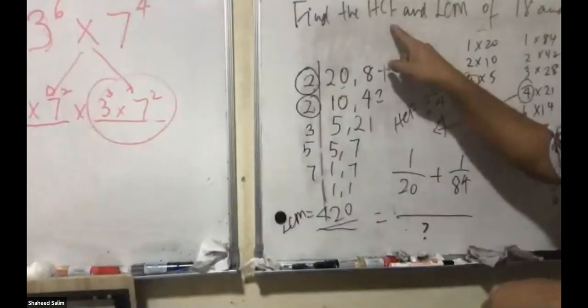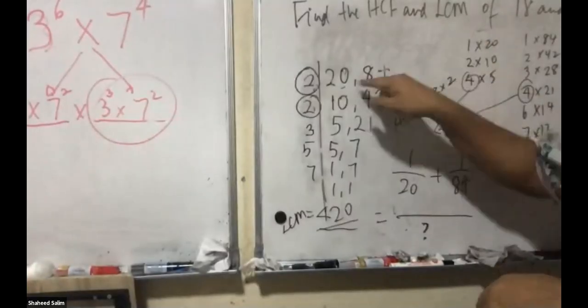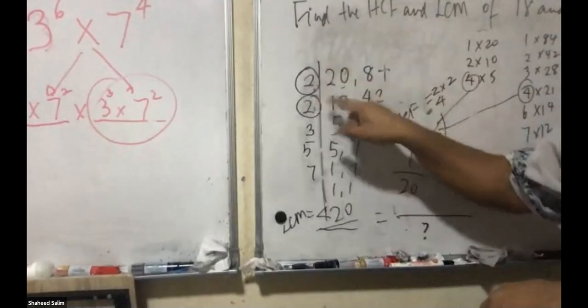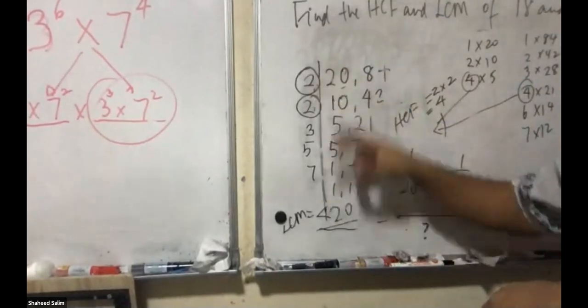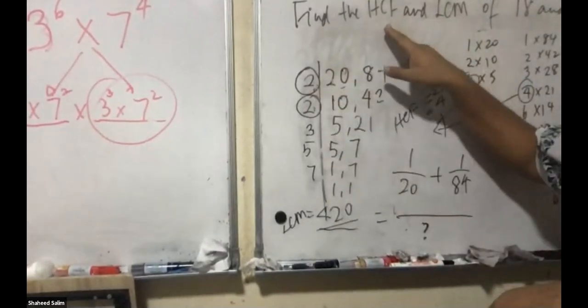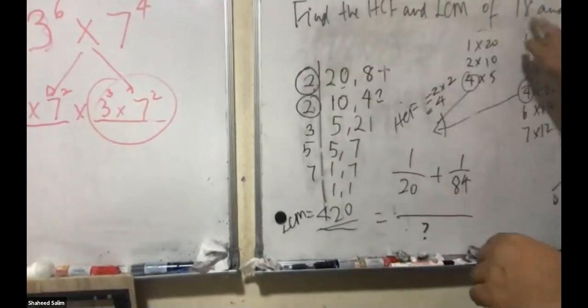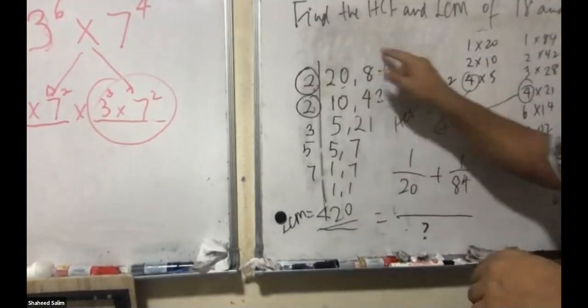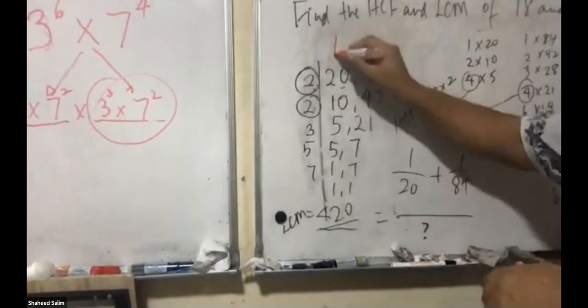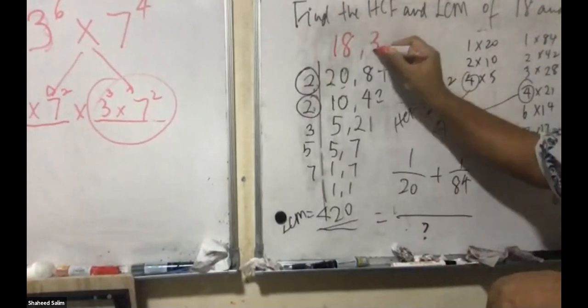What are we supposed to find? We are supposed to find the highest common factor and lowest common multiple. Means you do this method, circle all when both can be divided, circle, circle, circle, times them, you get highest common factor. Times everything, you get lowest common multiple. But use 18 and 30. You must use 18 and 30.